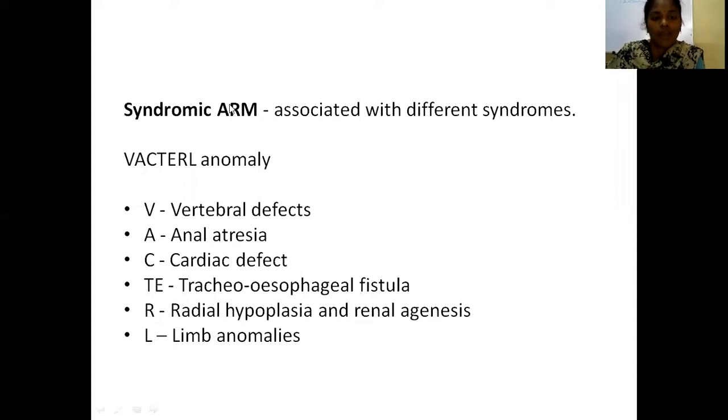So coming to syndromic anorectal malformations, this means these anorectal malformations are associated with syndromes like VACTERL anomaly. I had already discussed this VACTERL anomaly in the tracheoesophageal fistula class. Once again, V stands for vertebral defects, A for anal atresia or anorectal malformations, C for cardiac defects, T for tracheoesophageal fistulas, R for renal agenesis or radial limb hypoplasia, L for limb anomalies. So syndromic anorectal malformations are associated with different types of syndromes like VACTERL anomalies.